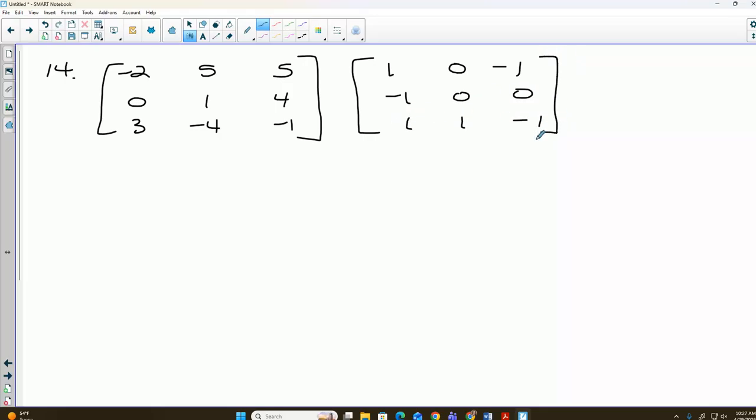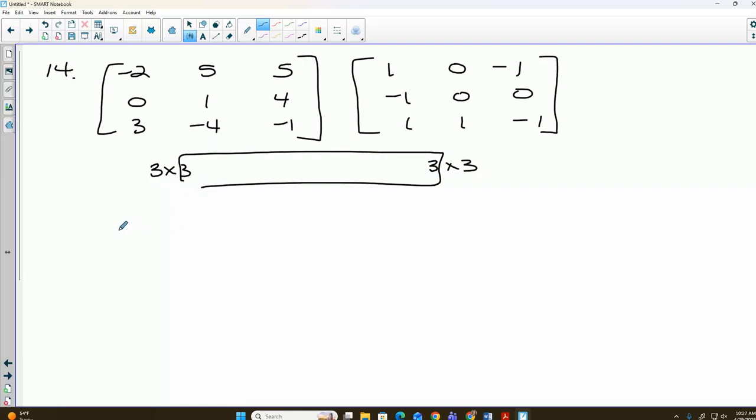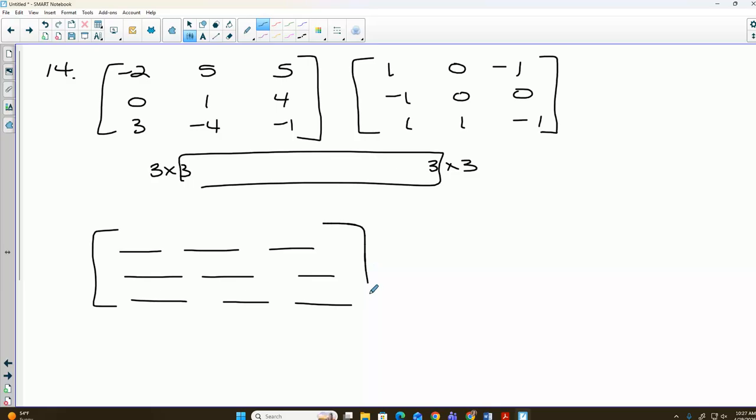So checking to see if we can multiply. What's the size of the first one? 3 by 3. And the second one? These are the same, so we can multiply. My final answer will be a 3 by 3. All right.